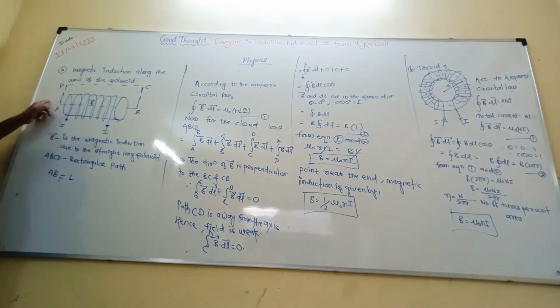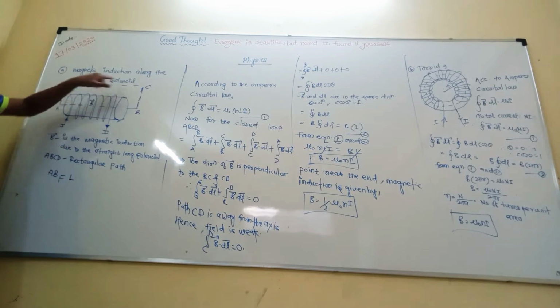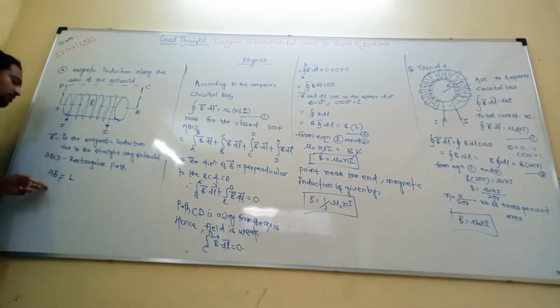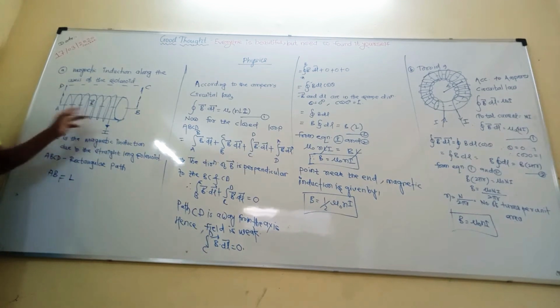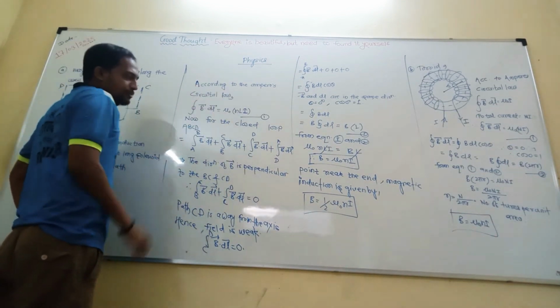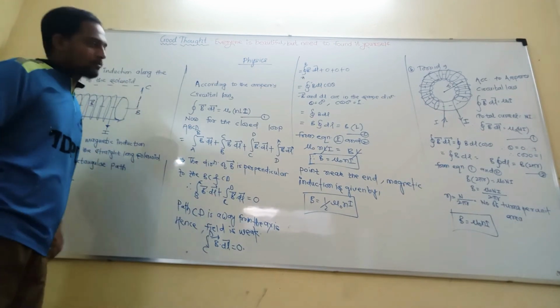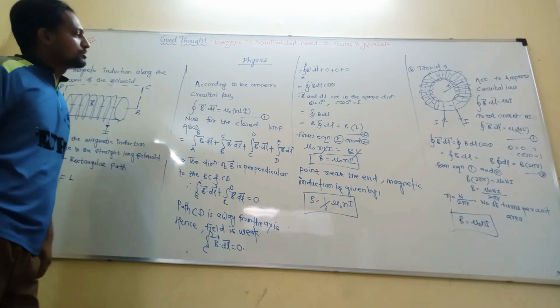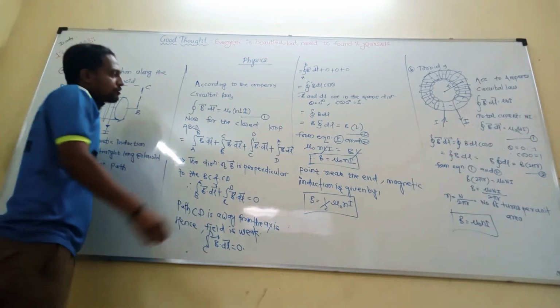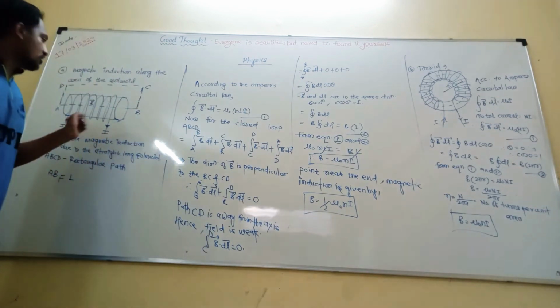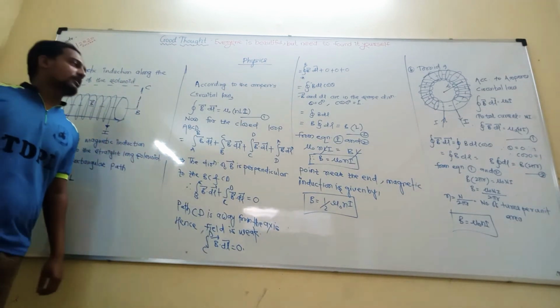Here we have considered an imaginary path ABCD over the solenoid. AB is the length of the path along the solenoid. Then we apply Ampere's circuital law. According to Ampere's circuital law, closed path integral of B bar dot dl bar is equal to mu 0 I. So what is the total current here? Number of turns into length of solenoid into I. This is the total current.